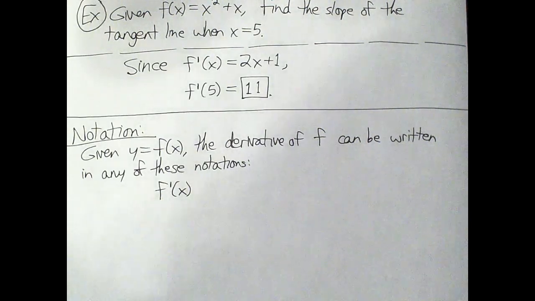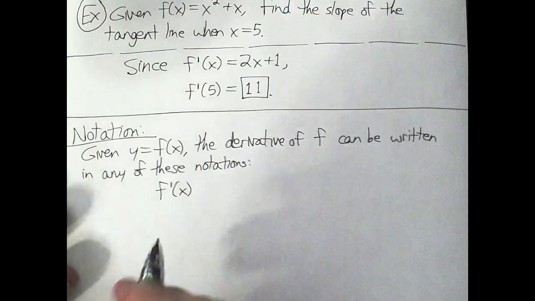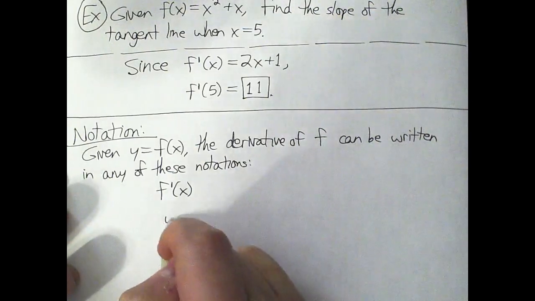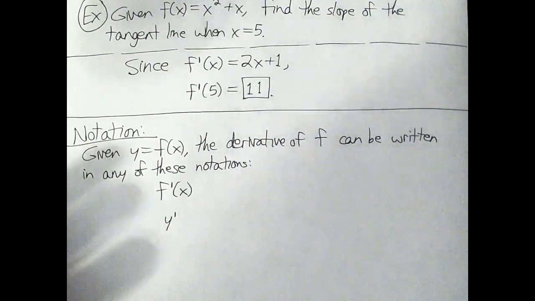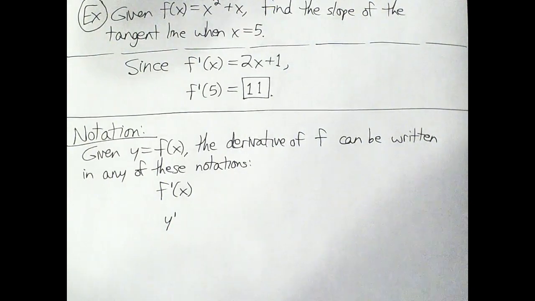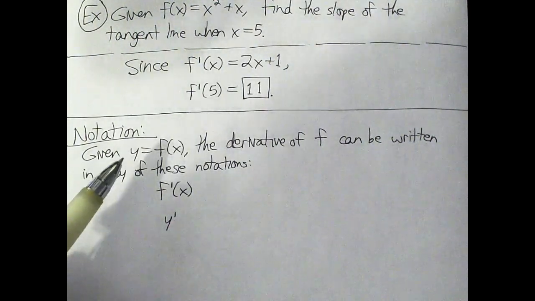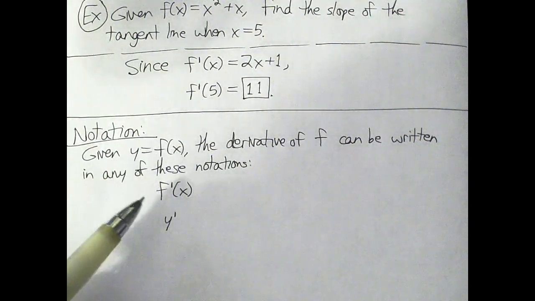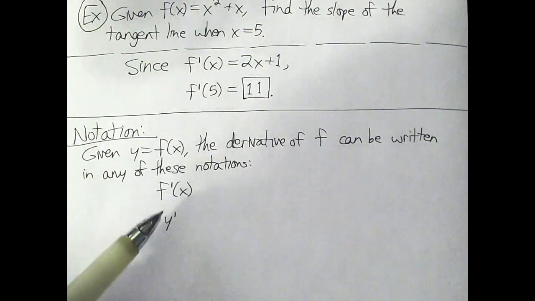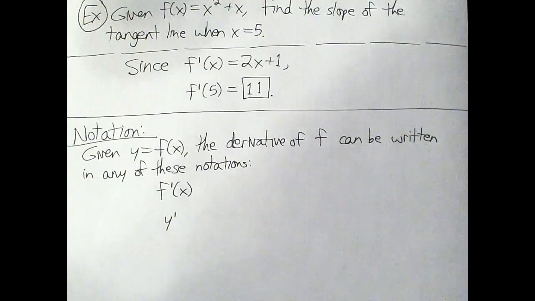I'm going to tell you now some other ways that we can write it. Another way you could write it is you could say y prime. It makes sense that you could do that because y equals f of x. So instead of putting the prime on the f, put the prime on the y, and it means the same thing.